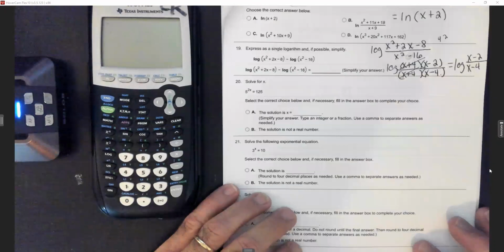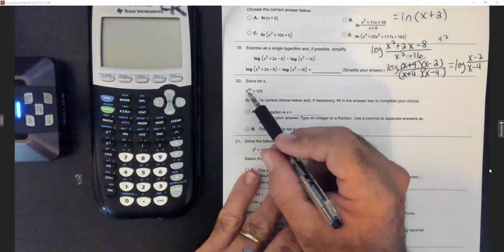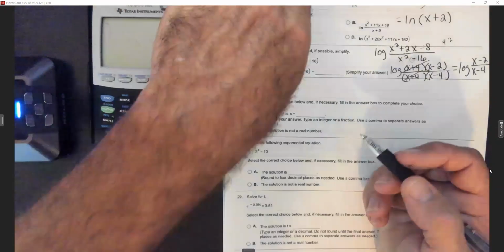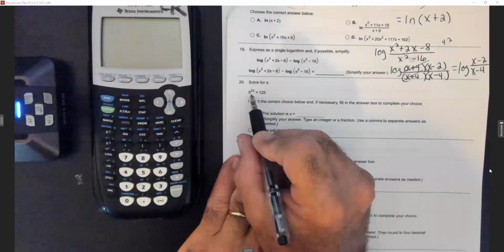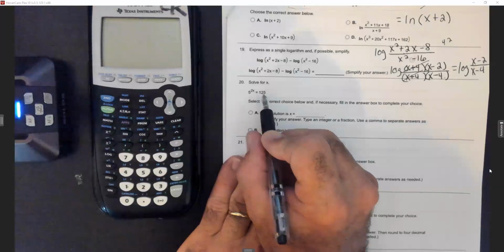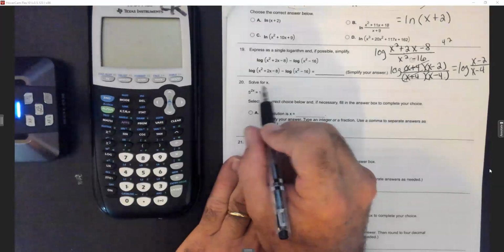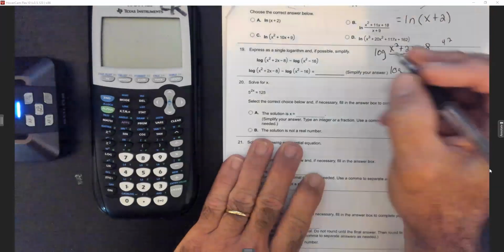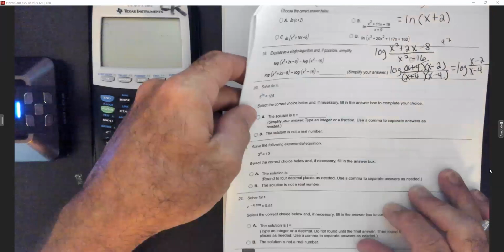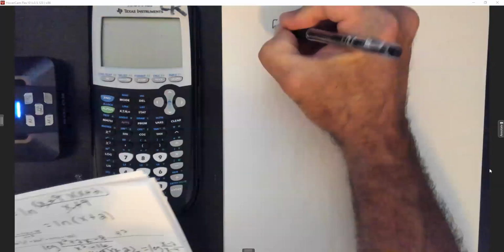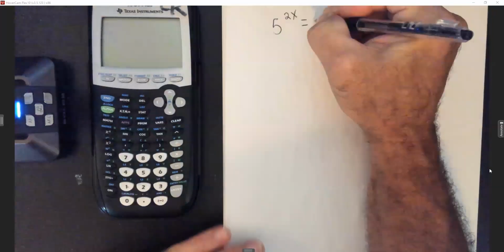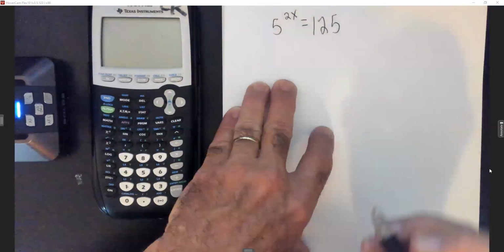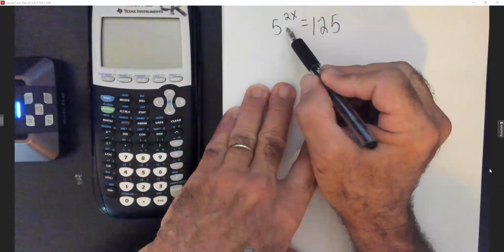All right, this was 5 to the 2x equals 125. So if we can get the bases to match, then that means the exponents have to equal each other. So the first thing I do to these, I'm going to write this problem down. I got 5 to the 2x equals 125. So if I can get these bases to match, then the exponents have to be equal.